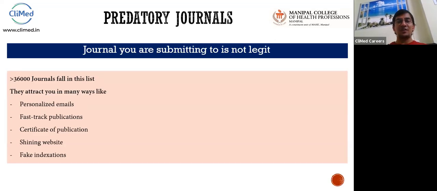They will have very nice websites. You will feel like, oh wow, this journal should be very good, this website is awesome. They have very good animations, nicely showing some beating hearts. Just to give you an example, if it is cardiology, they will show you beating hearts on the website. If it is related to technology, they will show a person doing an MRI. So you will be attracted easily to that kind of journals. And they will show fake indexations.